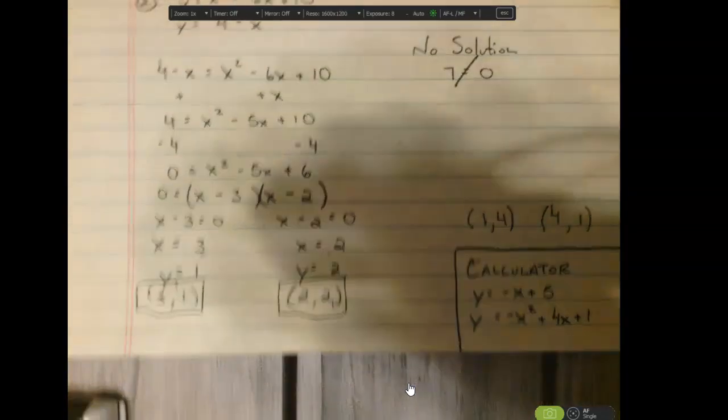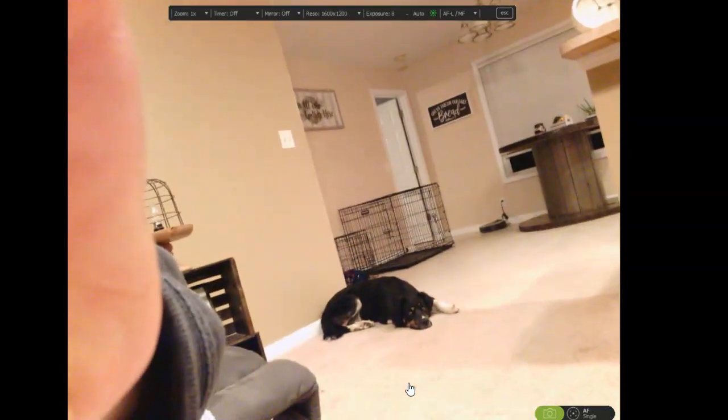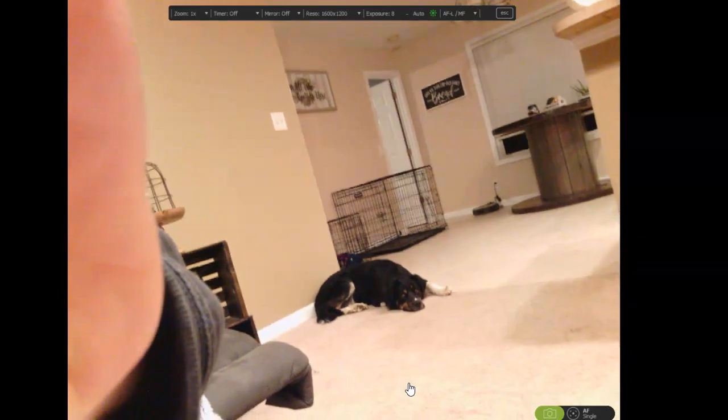Going to give a quick shout out. Hopefully you can see him on my camera here. There's my dog. Jeter, you awake? All right, I guess he's not awake.